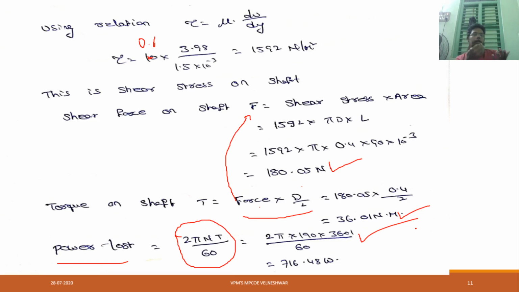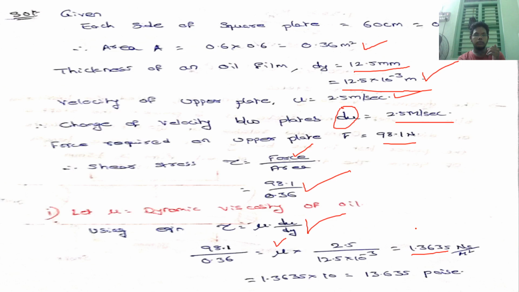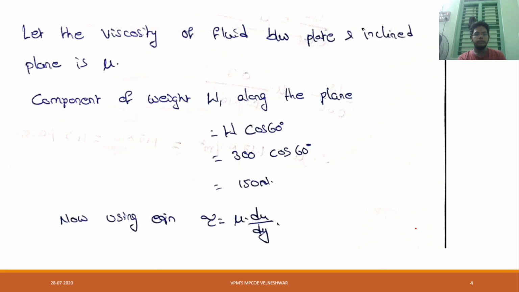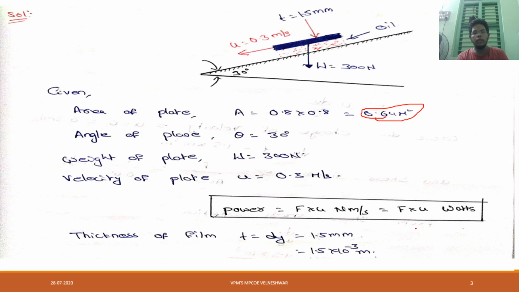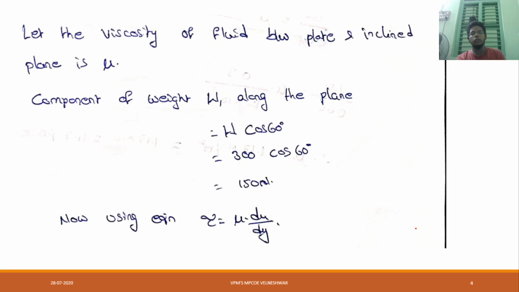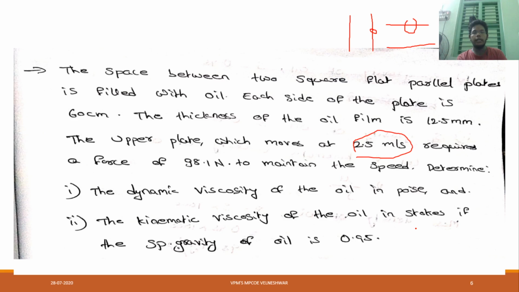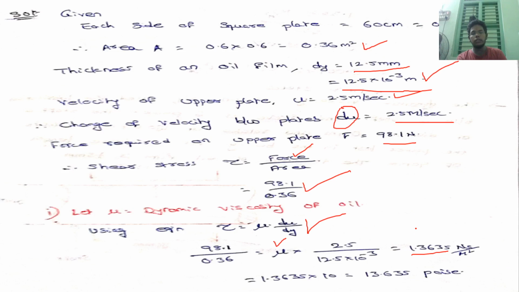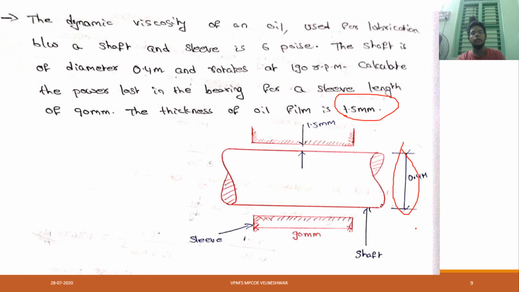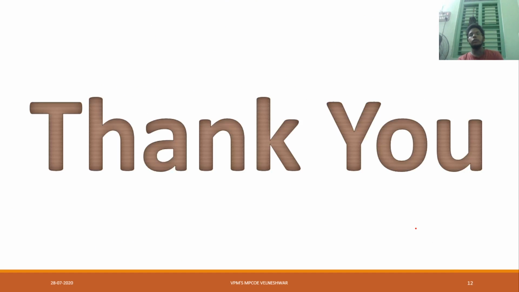So today we have seen how to find dynamic viscosity and kinematic viscosity. In the first sum we have seen how to find out the value of mu when power value is given. In the next sum we have seen dynamic viscosity and kinematic viscosity, and in the next sum we have seen how to find the power lost. So friends, this is about today's lecture.